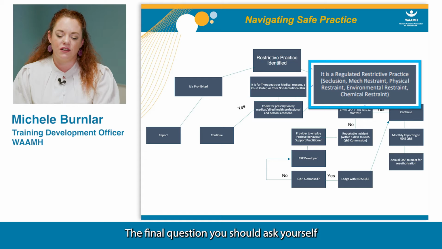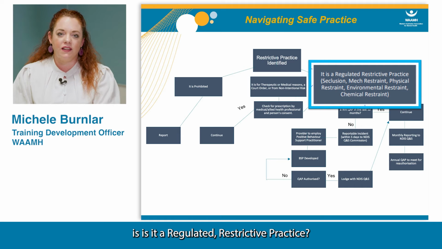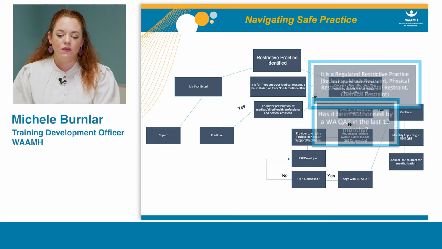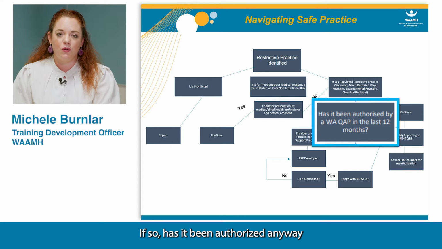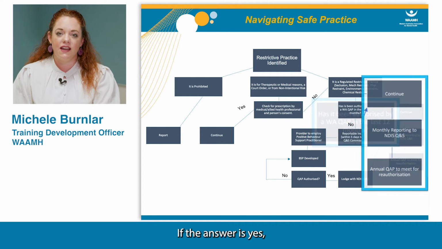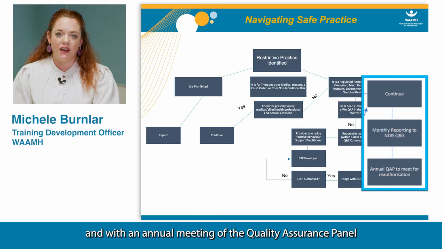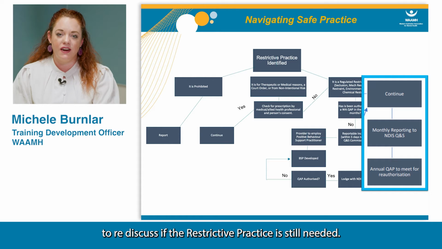The final question you should ask yourself is: is it a regulated restrictive practice? So seclusion, mechanical restraint, physical restraint, environmental restraint, or chemical restraint? If so, has it been authorised in WA by a quality assurance panel in the last 12 months? If the answer is yes, the practice may continue with monthly reporting to the Quality and Safeguarding Commission and with an annual meeting of the Quality Assurance Panel to rediscuss if the restrictive practice is still needed.